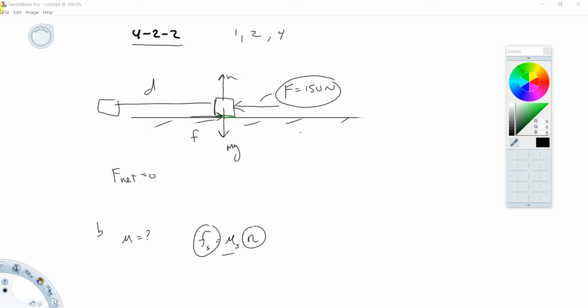All right, I got to scroll down and look at number 4 here. Pretty much the same problem. Oh, I'm sorry. I already did number 4.